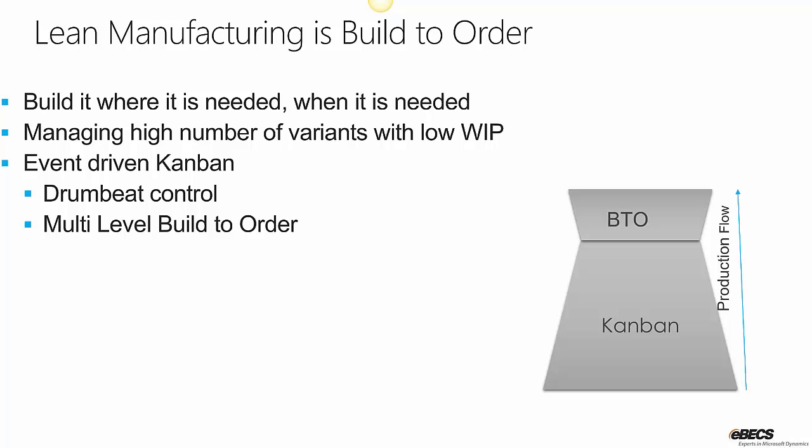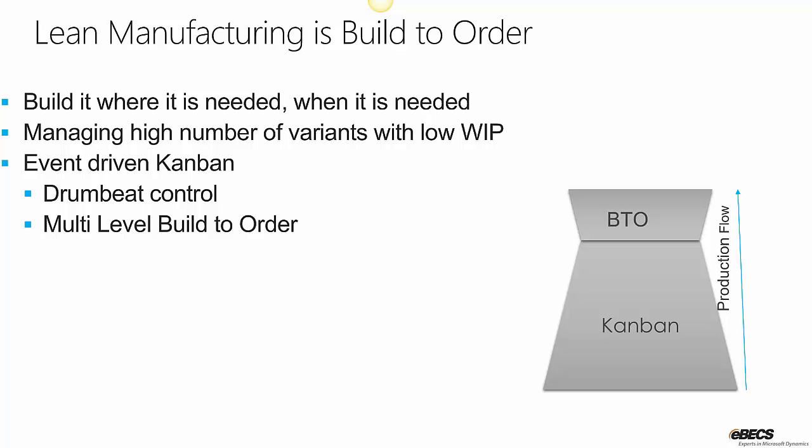Lean manufacturing is build to order. So these Kanban rules that are set up in AX are very flexible, and you can configure them in a build to order environment. So the whole concept is only build it where it's needed, when it's needed. This lets you do things like manage a high number of variants with low WIP. And we do this in AX through what we call event-driven Kanbans, which are very cool.